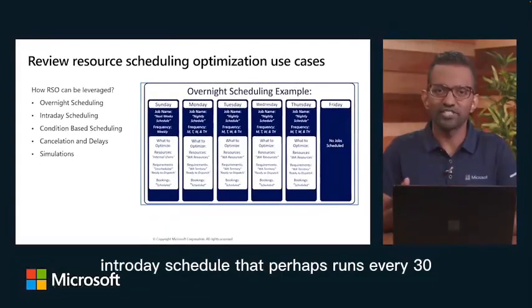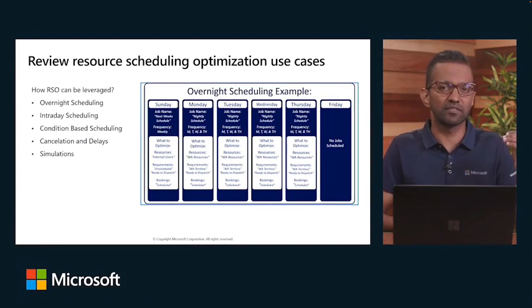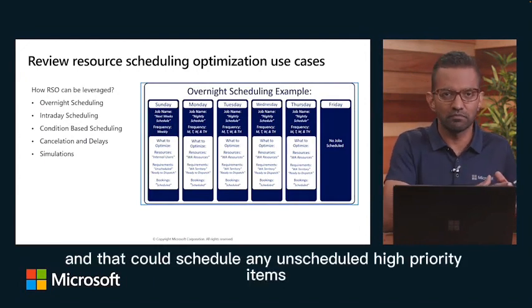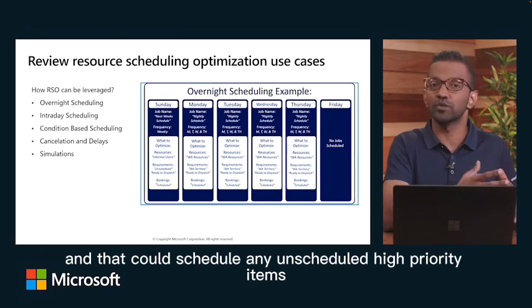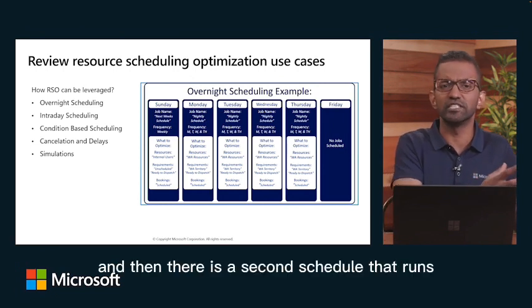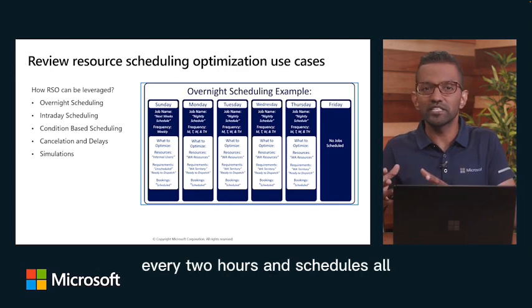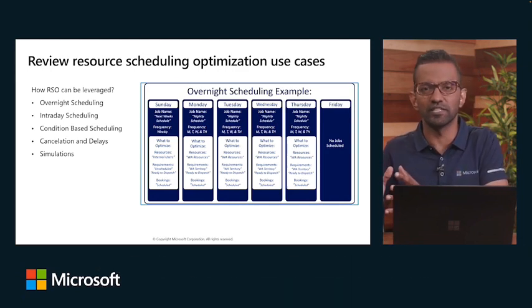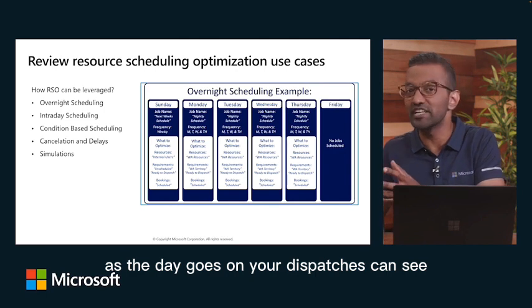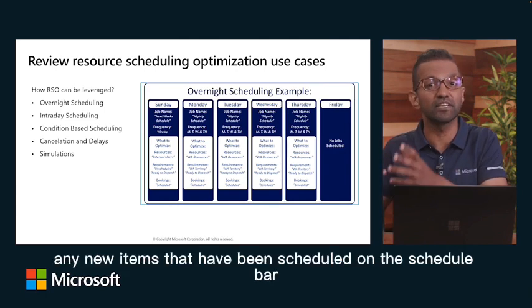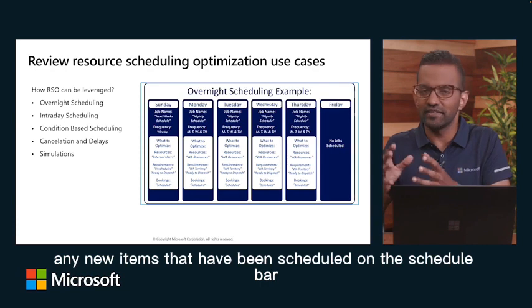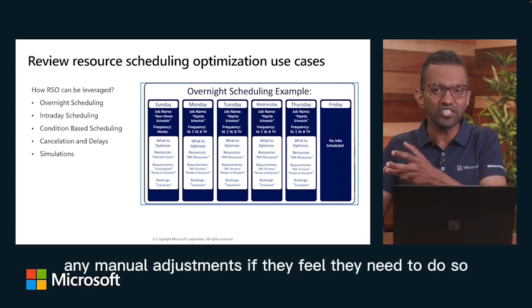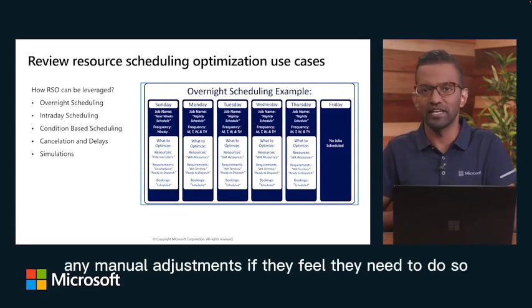You can set up an intraday schedule that perhaps runs every 30 minutes throughout the day, and that could schedule any unscheduled high priority items. And then there is a second schedule that runs every 2 hours and schedules all new unscheduled items. As the day goes on, your dispatchers can see any new items that have been scheduled on the schedule board, and they can choose to make any manual adjustments if they feel the need to do so.